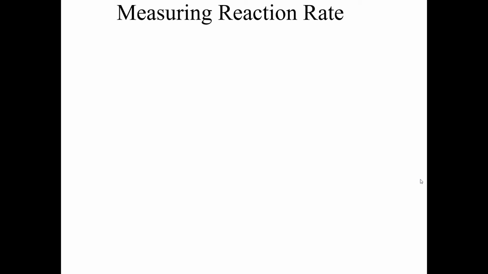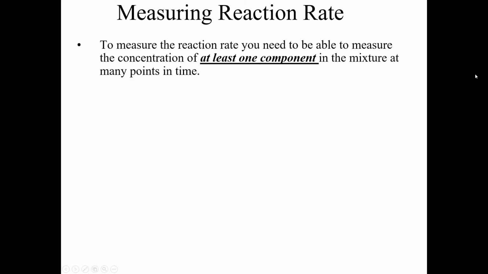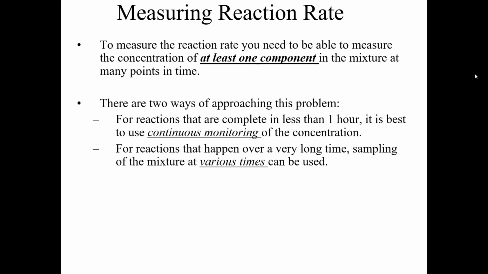Now let's talk about what are some ways of measuring the reaction rate of a chemical reaction. So the important thing here is that you have to have an ability to measure the concentration of at least one component in the mixture at many points in time. There are two ways of approaching this.